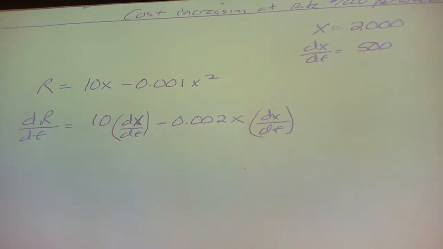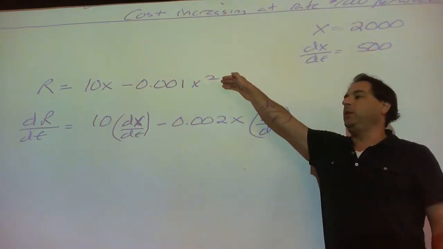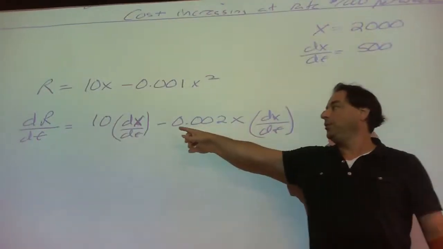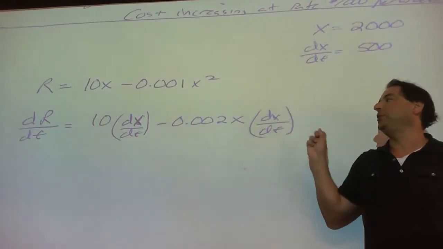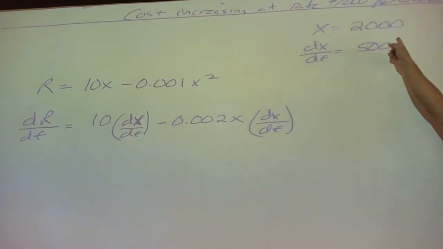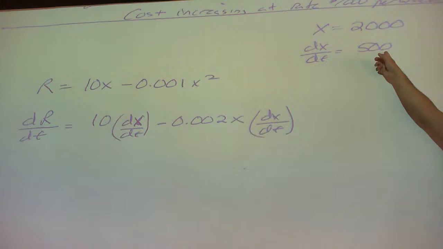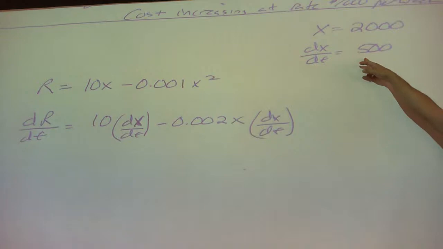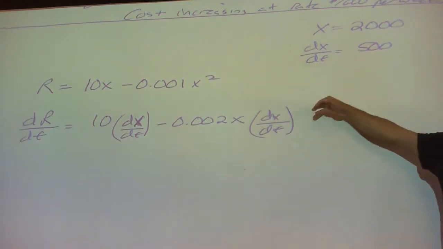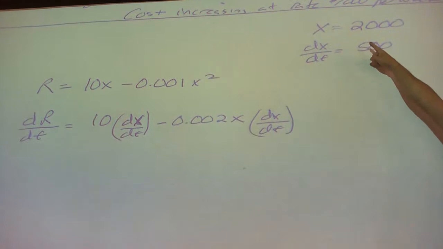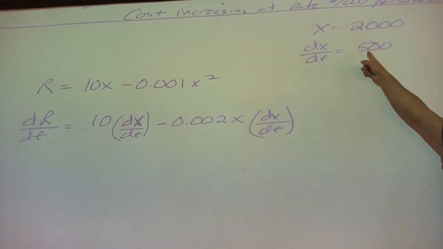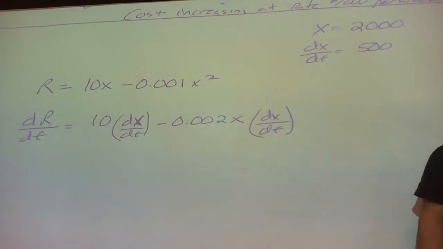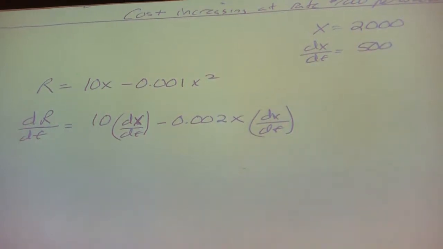Now, here's the part I want you to do, just like we did last time with the related rates. Step one, are we comfortable with taking the derivative? Derivative of x with respect to time. And we're given that x is 2,000, dx over dt is 500. 2,000 flash drives, the rate of change of those flash drives is 500. Are we okay? You have your equation. Everywhere there's an x, plug in 2,000. Everywhere there's a dx over dt, plug in 500, get your answer, and write in a sentence.